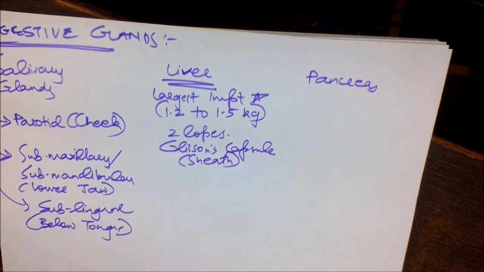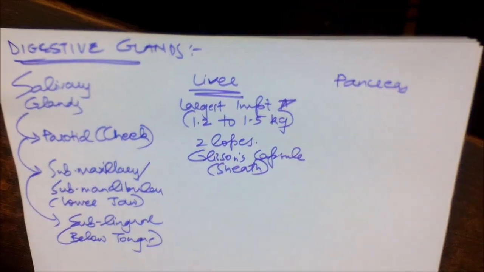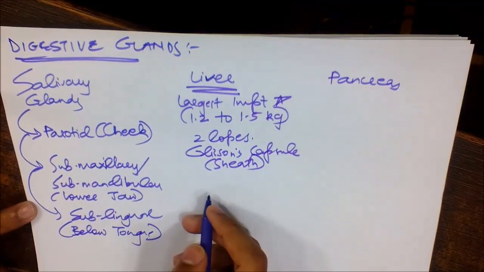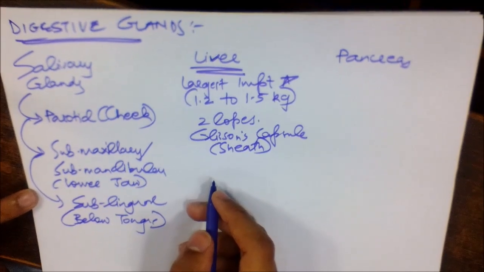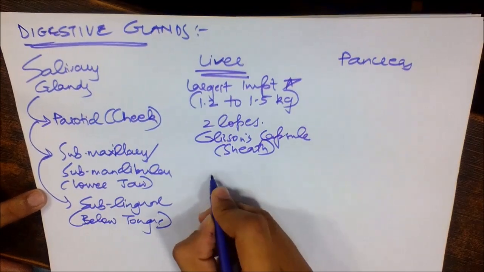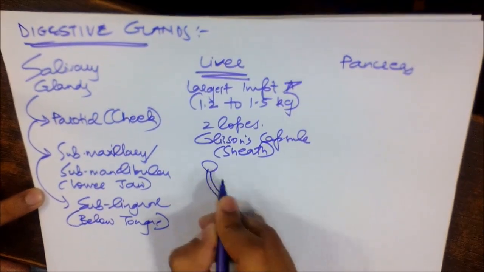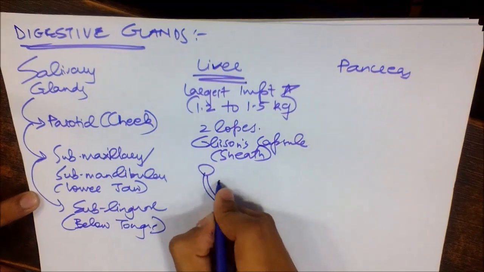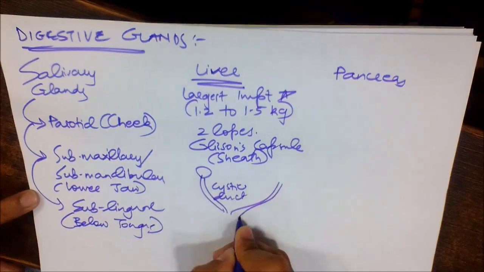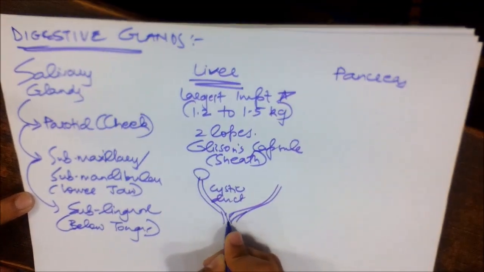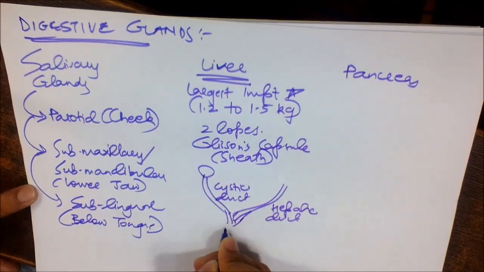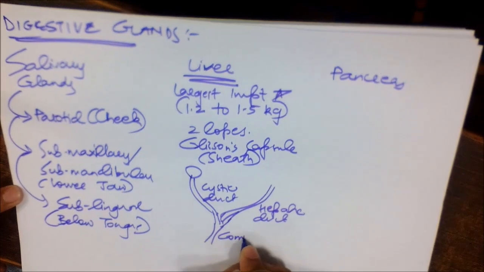The bile secreted by the hepatic cells passes through the hepatic ducts and is stored and concentrated in a thin muscular sac called the gallbladder. The duct of the gallbladder, cystic duct, along with the hepatic duct from the liver, forms the common bile duct. So from the gallbladder, we have the cystic duct. From the liver, we have the hepatic duct, and these two ducts come together forming the common bile duct.